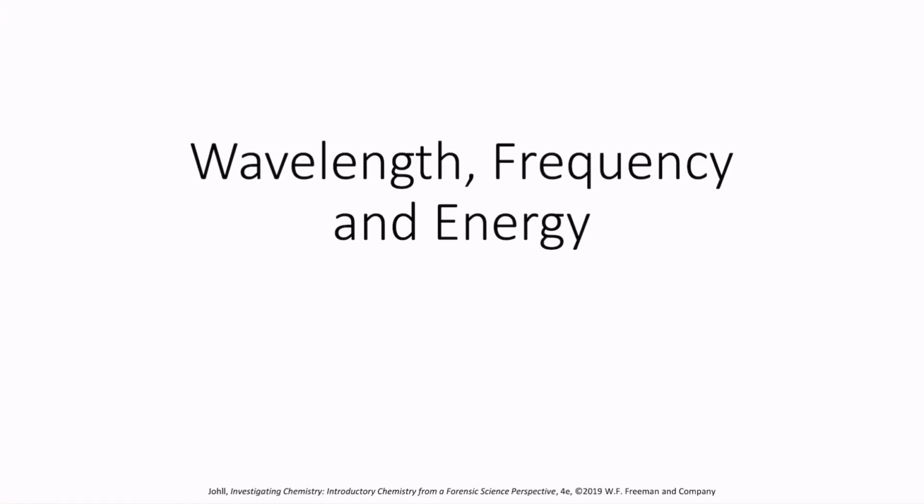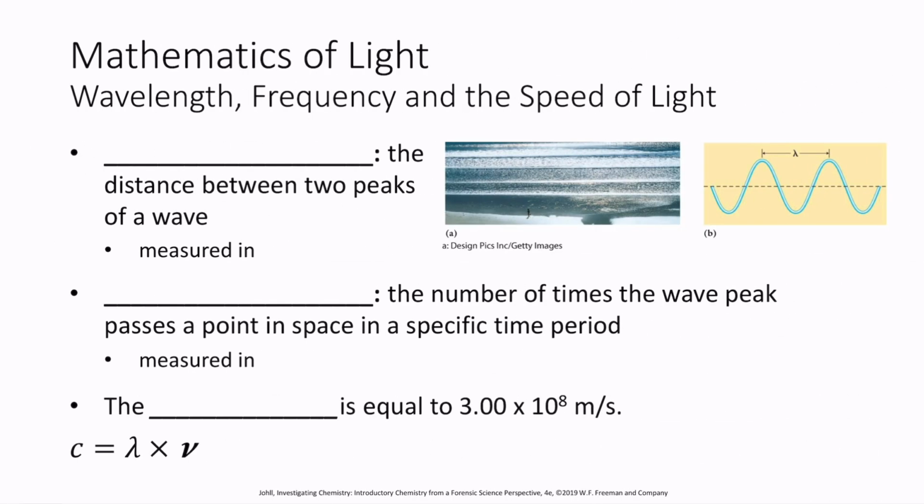Right, let's look at wavelength, frequency, and energy. We can't talk about electrons until we have a good understanding of the type of energy that they can exist with. So the wavelength, which is given the Greek symbol lambda, is going to be the distance between two peaks of a wave. And typically the wavelength is measured in nanometers.